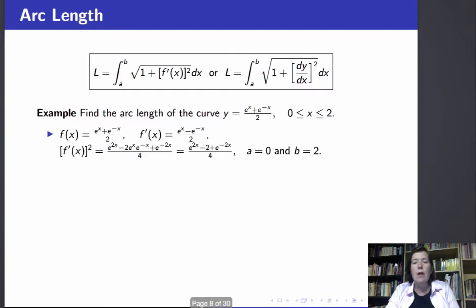Well, the a is 0 and the b is 2, and I need to calculate f'(x) and its square in order to find this arc length. The derivative is (1/2)(e^x - e^(-x)), and its square is 1/4 times (e^x)^2, which is e^(2x), minus 2 times e^x times e^(-x), plus (e^(-x))^2, which is e^(-2x).